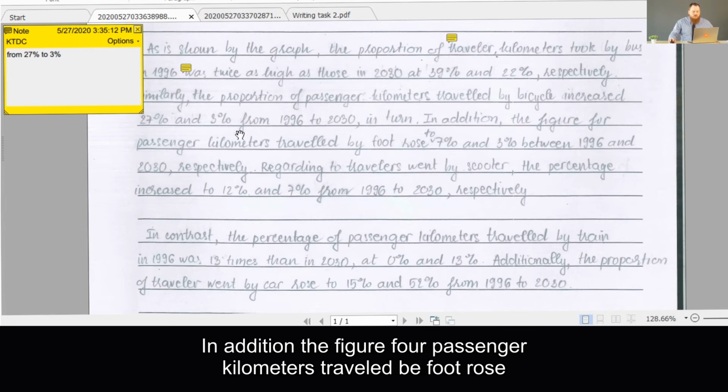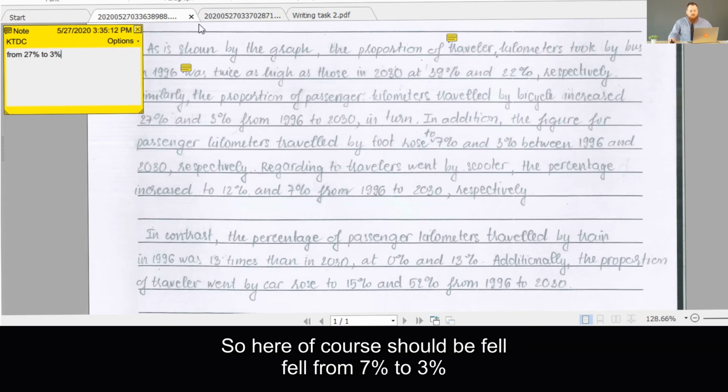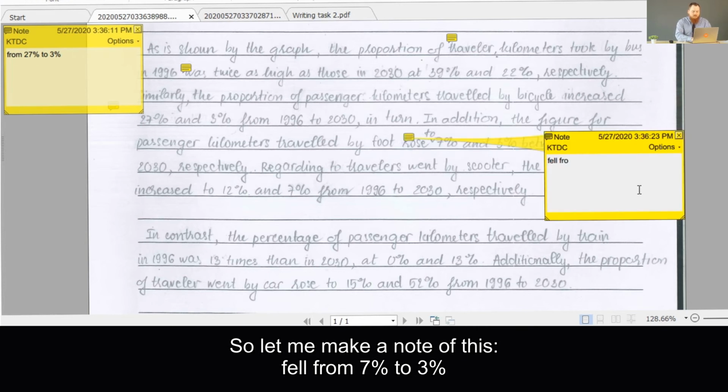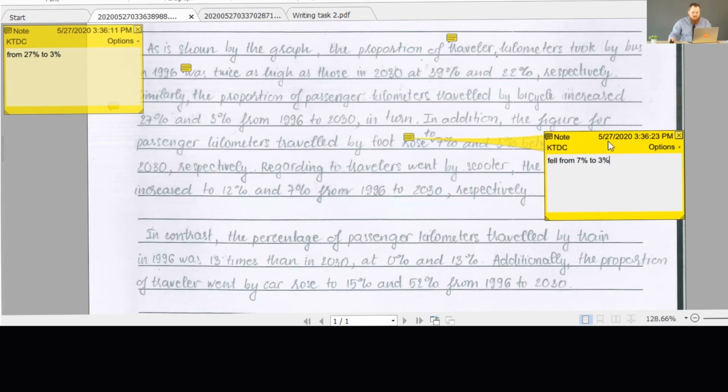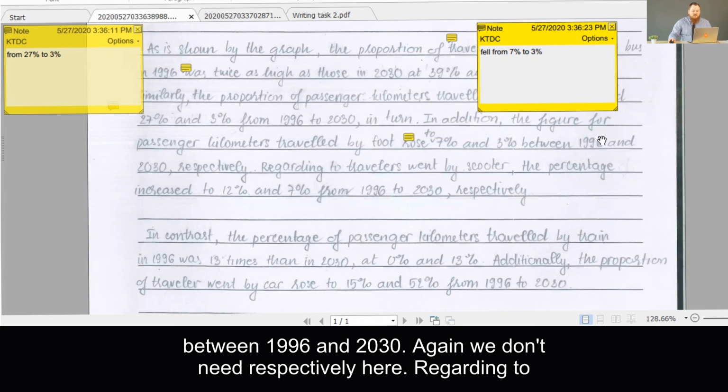In addition, the figure for passenger kilometers traveled by foot rose. So here, of course, should be "fell from 7% to 3% between 1996 and 2030." So let me make a note of this. Again, we don't need "respectively" here.